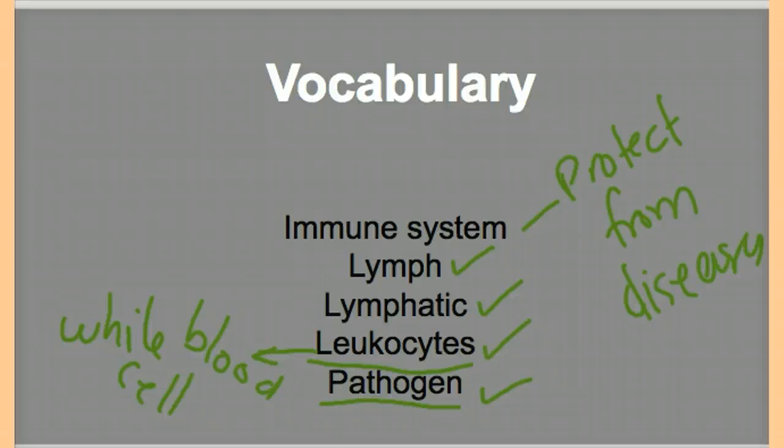We're going to talk about the other words throughout the lesson because I do not want to overwhelm you at this moment. So beginning, what I want you to know before you move on is that we have a system that protects us from diseases, and this system is known as the immune system. The immune system uses white blood cells, also known as leukocytes, to fight off pathogens. And pathogens are basically microorganisms such as bacteria, fungi, parasites, and viruses.